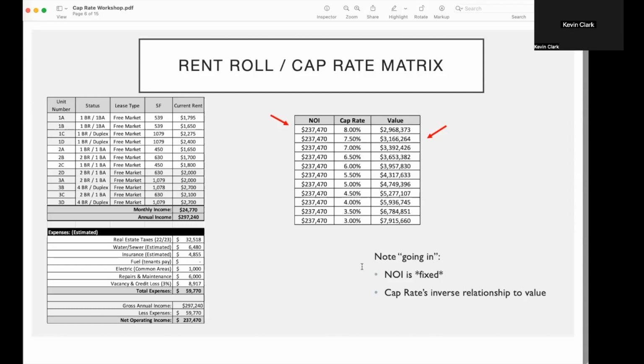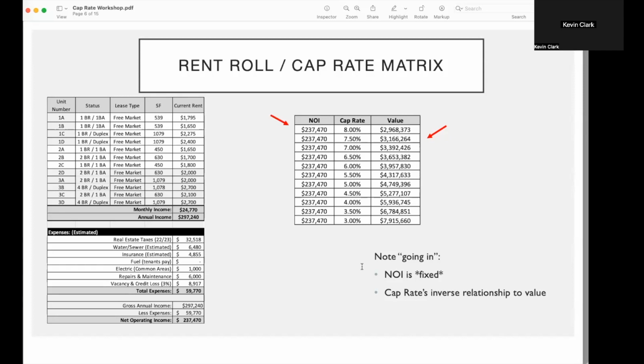The middle column is the cap rate. I've included this in here because I want to make sure we understand and visualize that cap rates severely influence value. If we're in an 8 cap environment with the same NOI, the value of that 12-unit building is just under $3 million. In a 3 cap environment, that same NOI is worth $8 million. And as you can see from the matrix, and it's pretty clearly outlined here, it's an inverse relationship to value. The higher the cap rate, the lower the value. The lower the cap rate, the higher the value.